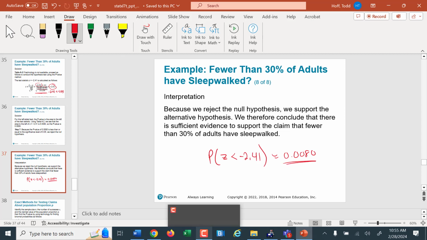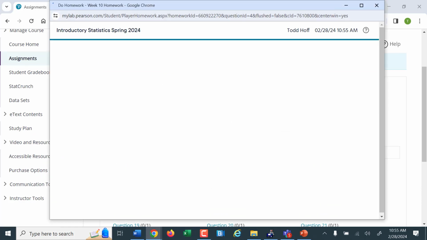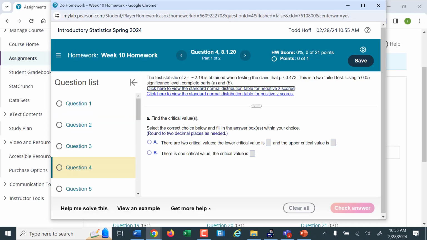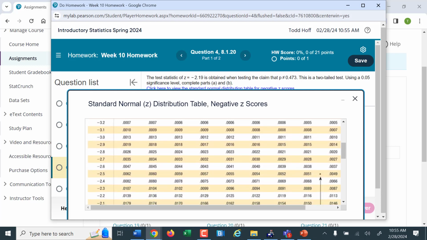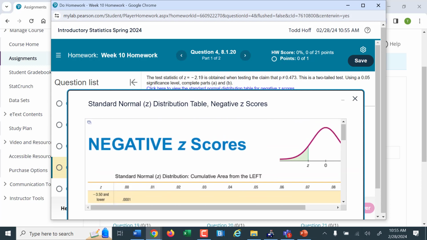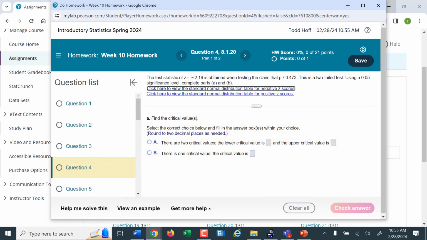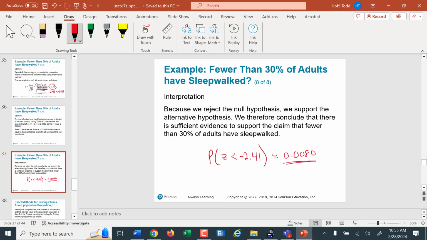Again, on that table, let's go to it again, why not? So again, it's a negative number, so we're going to go to the negative table. So that's the first one. And it's negative 2.41. So we want negative 2.4 over here. That's right there. And this is the 0.01 column for the third digit. So 2.41 is right here, 0.0080, exactly as we saw. So our p-value of 0.0080 is less than alpha of 0.05. So again, that confirms that we reject.